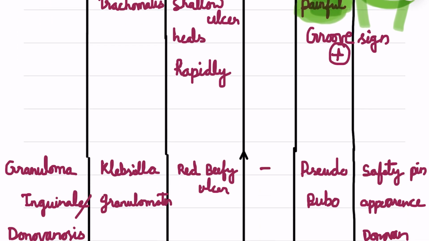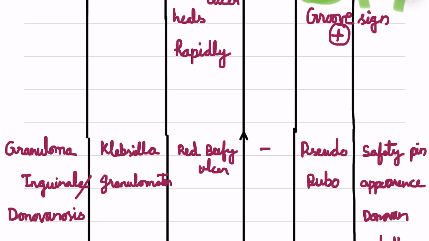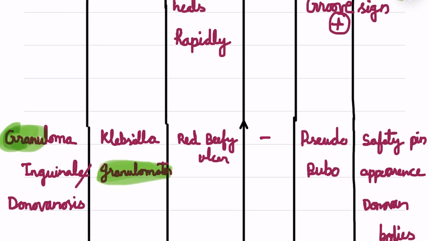Next, moving on to granuloma inguinale or donovanosis, and this disease is caused by Klebsiella granulomatis. The ulcer will be a red and beefy ulcer. It is a red beefy ulcer, and it is not painful. And the lymph node is seen as a pseudo lymph node because the lymph node itself is not enlarged. It appears that the soft tissue around it is swollen, so it is called the pseudo bubo.